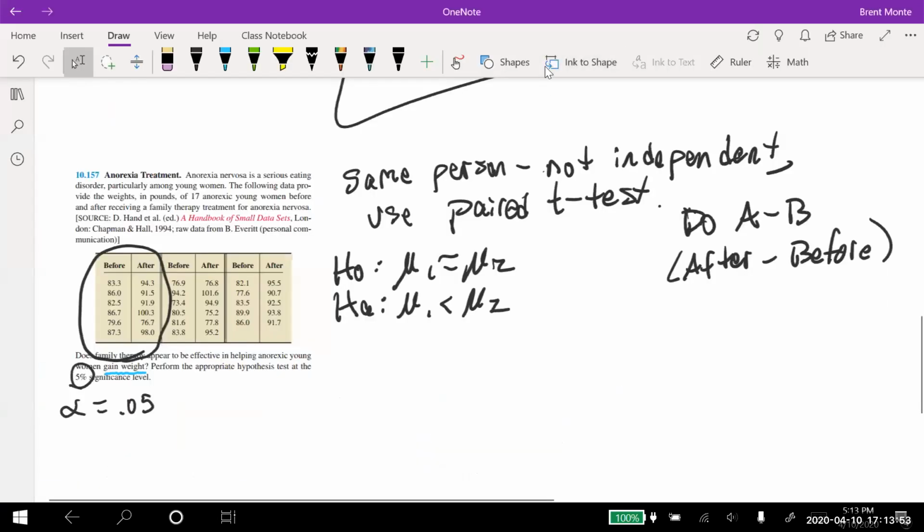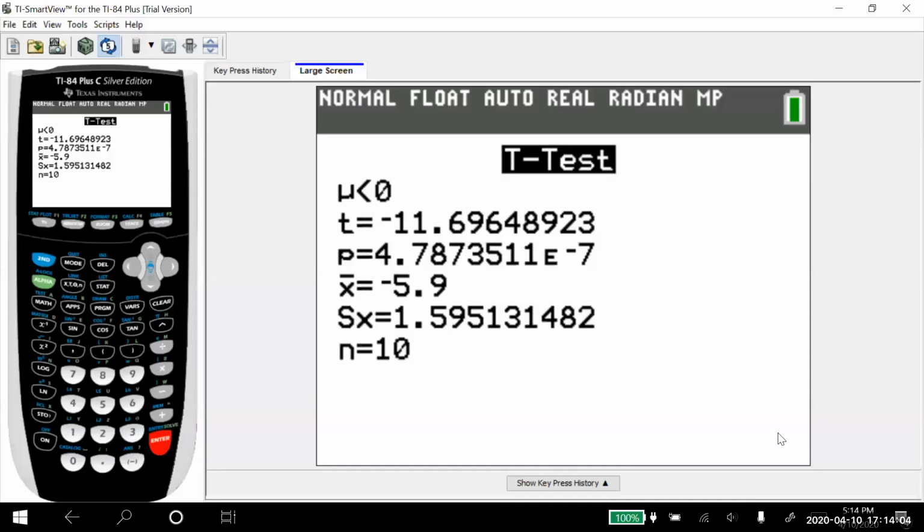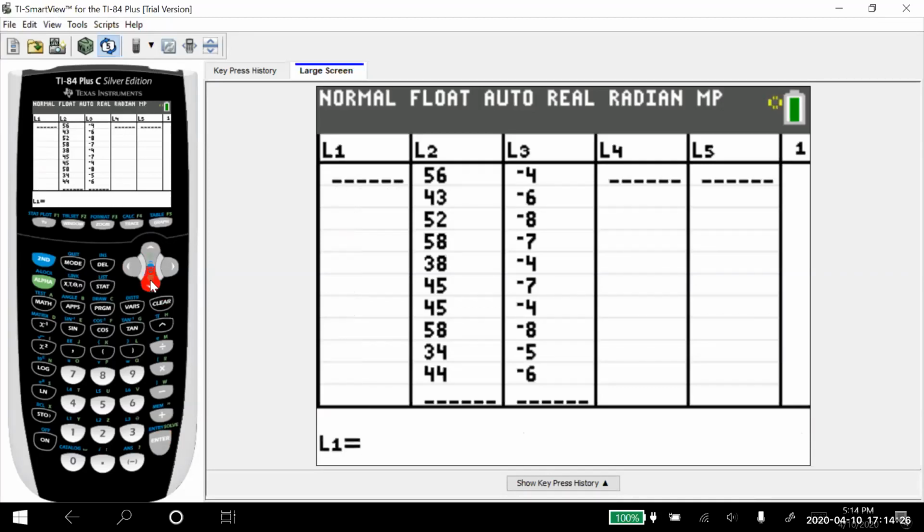Okay, so let's do this. I'm going to do a new share, and the share is going to be calculator. So hopefully that came up for us. There it is. All right, so let's go in. I'm just going to put those first two columns of numbers in. So the before number, so let's go stat edit. I'll clear each of these. Clear that. And I don't have 10 values, so I'd have to delete the numbers below that. I don't want to have to do that.